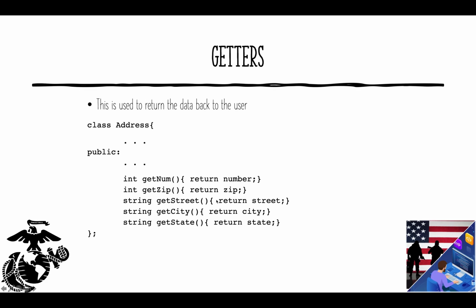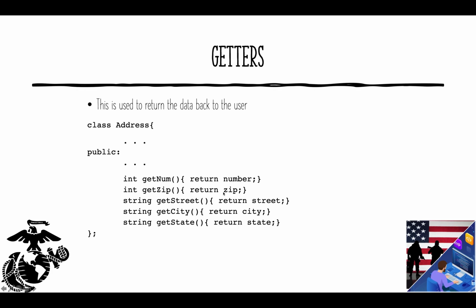Next, we have getters. Getters do the complete opposite. Setters set the data, and getters retrieve the data. So again, those were set, these are get. So we want to get the number, get the zip, get the street, get the city, and get the state. The whole point of this is simply to return that protected or private member back to the user. So in this instance, get num is just going to return number. All get zip needs to do is return zip, return street, return city, return state.